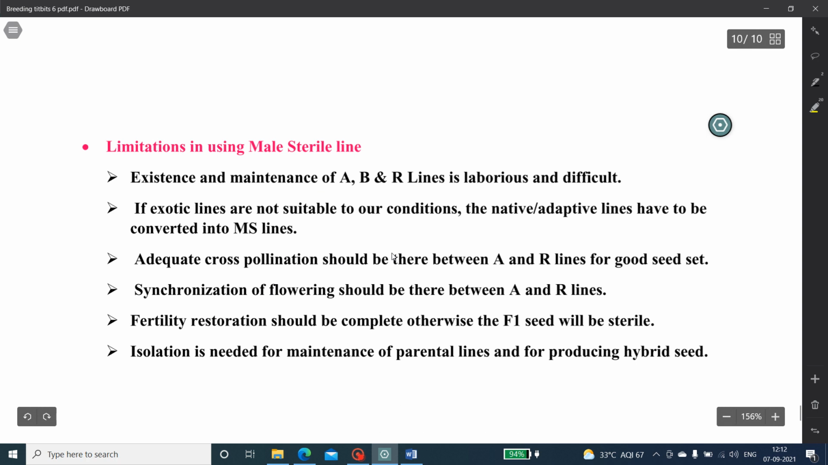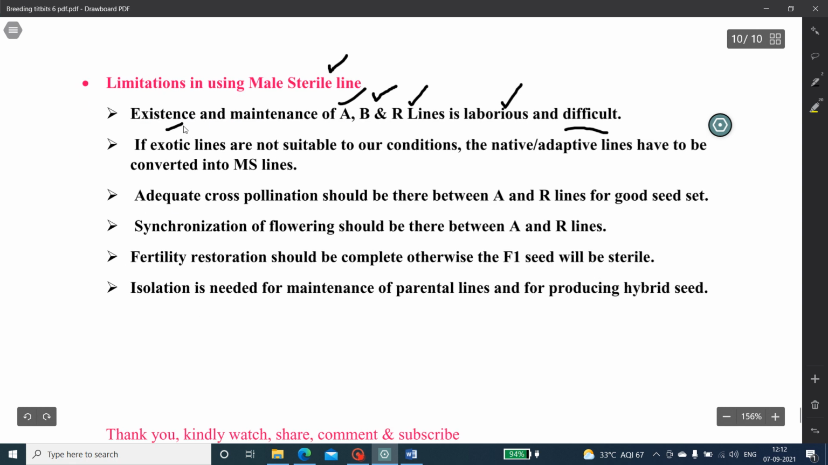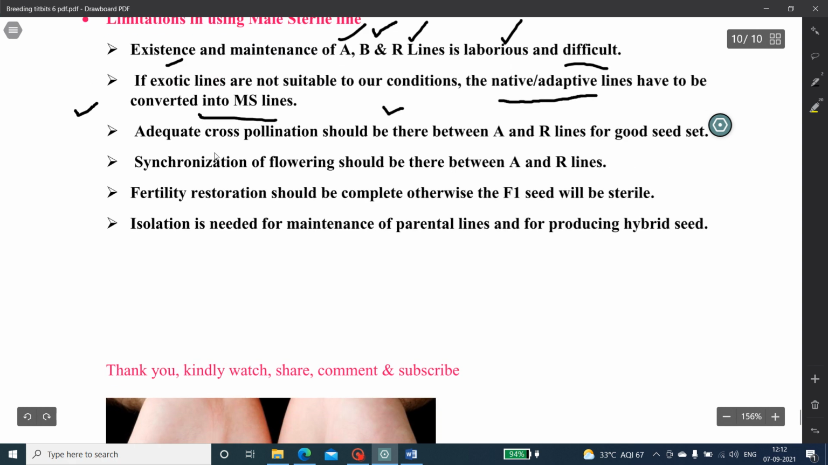There are limitations in male sterile line utilization. The existence and maintenance of A, B and R lines is laborious and very difficult. If exotic lines are not suitable to our conditions, the native adaptive lines have to be converted into MS lines. That will take a lot of labor, a lot of money, a lot of time. And adequate cross pollination should be there between A and R lines. These are isogenic lines for good seed set.